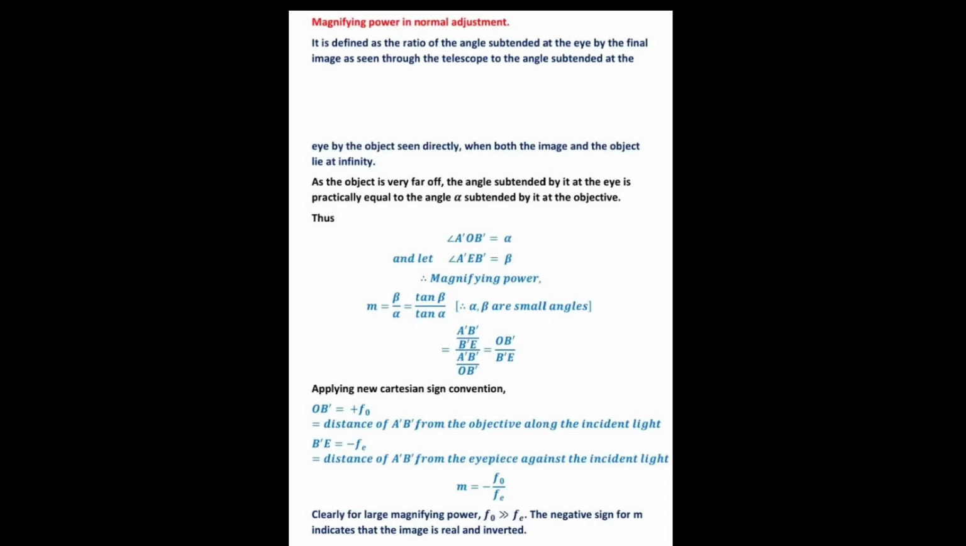Then we check from the diagram, apply the sign conventions, and we find that O B' is equal to plus f_o and B' E is equal to minus f_e. Clearly this has a large magnification, as f_o is much greater than f_e. But in the magnification there is a negative sign. So just remember, whenever there is a negative sign, it indicates that the image is real and inverted.